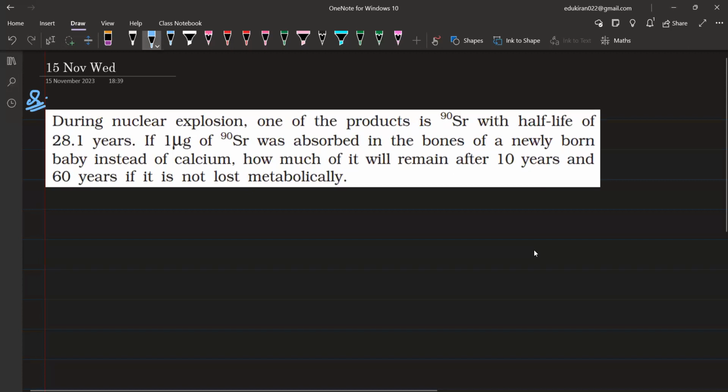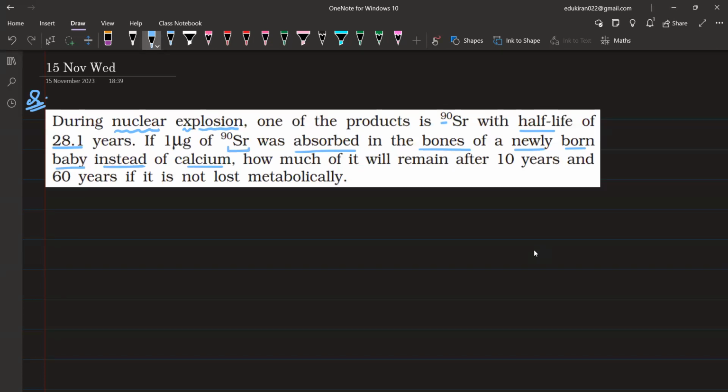So they are saying during a nuclear explosion, one of the products is strontium-90 with a half-life of 28.1 years. Then they are saying if 1 microgram of strontium-90 was adsorbed in the bones of a newly born baby instead of calcium.